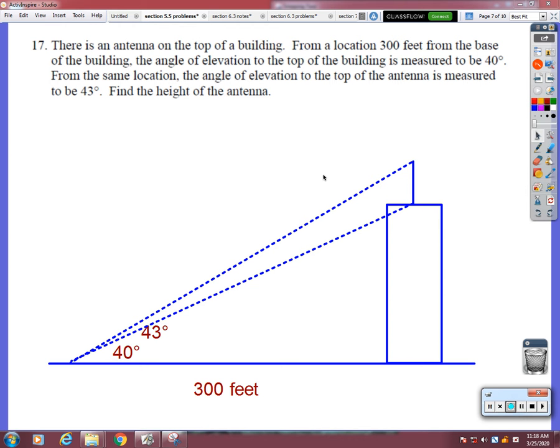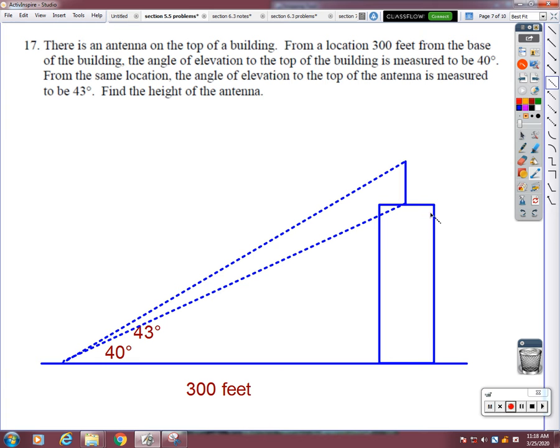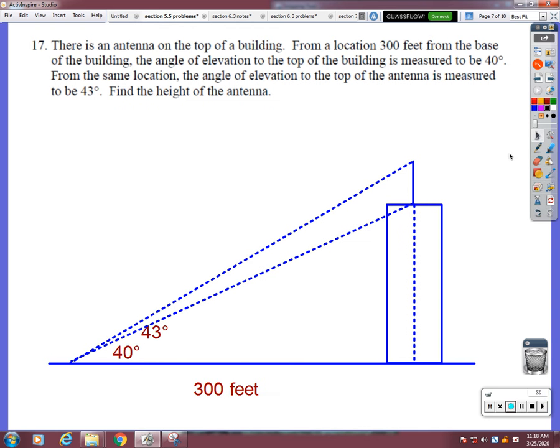Now it says there is an antenna on the top of the building, so here's my craftily drawn antenna from a location 300 feet from the base of the building. This is one of those things we would want to talk about in class, but technically the antenna would have to be over here on the very edge, or we would have to change it so that our 300 feet is directly below the antenna, but we won't quibble over those little details. From a location 300 feet from the base of the building, the angle of elevation to the top of the building is measured to be 40 degrees, so that's that right there.